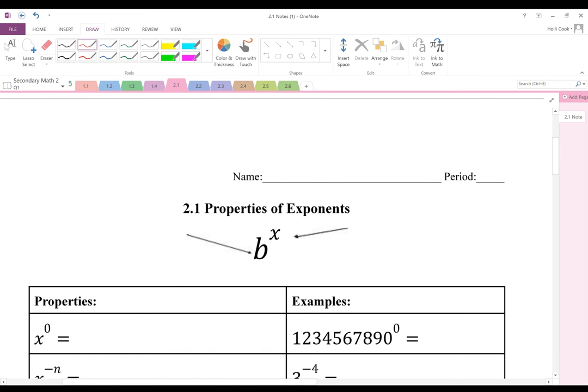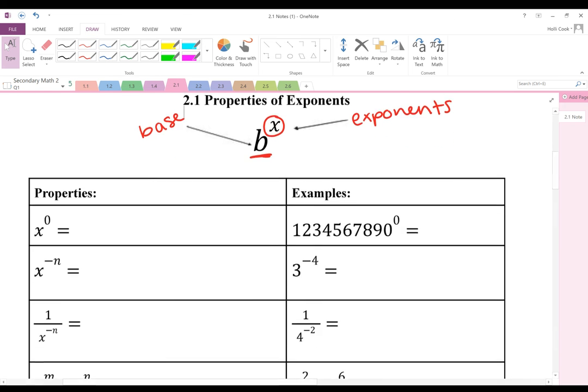Okay guys, so in 2.1 we're going to talk about properties of exponents. When we talk about exponents, that's the little number that's in the air, right? Those are our exponents, and the number that our exponent is above is called the base. When we're going through these properties, we need to know that terminology.